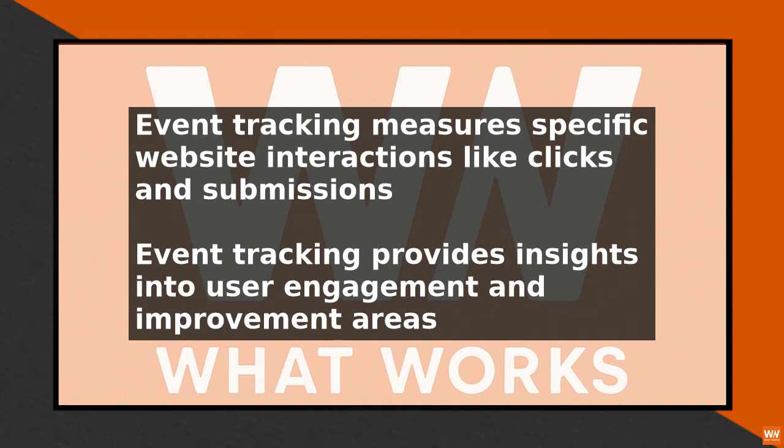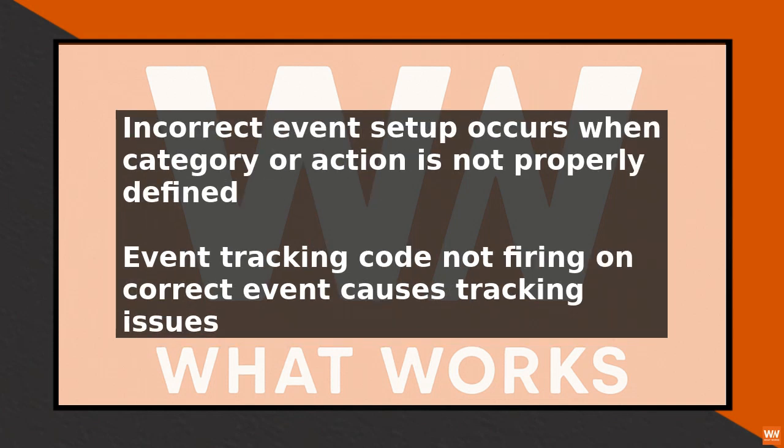First, let's define what event tracking is. Event tracking in Google Analytics allows you to measure specific interactions on your website, such as button clicks, form submissions, or video plays. These events provide valuable insights into how users engage with your website and help you identify areas for improvement. One of the most common issues with event tracking is incorrect event setup.